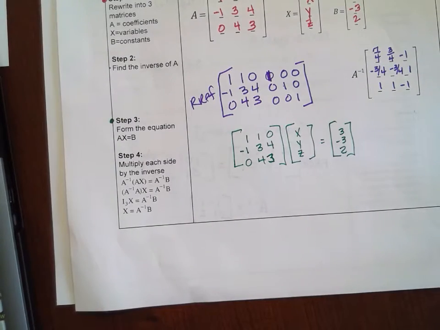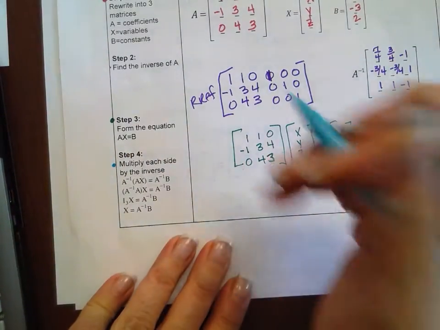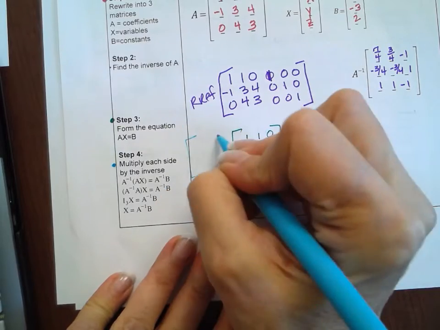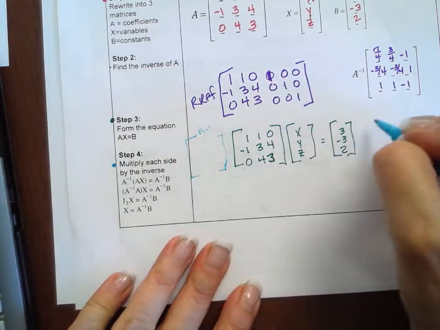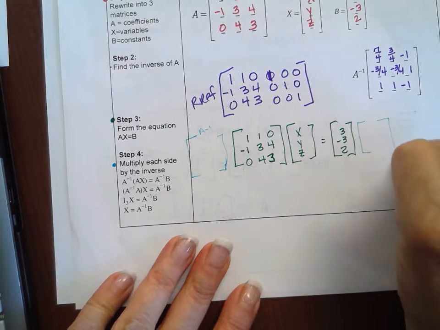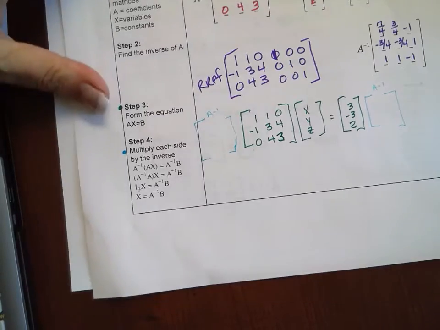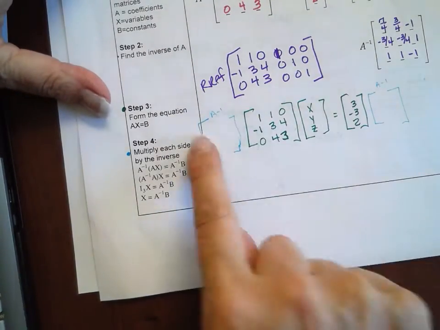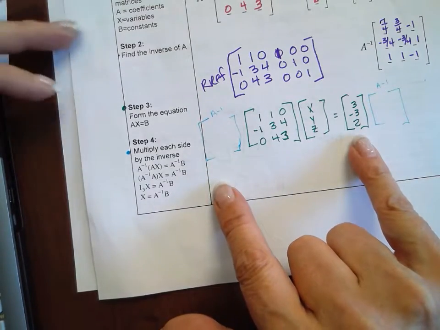All right, now my last step is that we're going to multiply each side by the inverse. Okay, and instead of copying all those down, I'm just going to put it there, because you're going to just do that in the calculator. Are you with me on that?